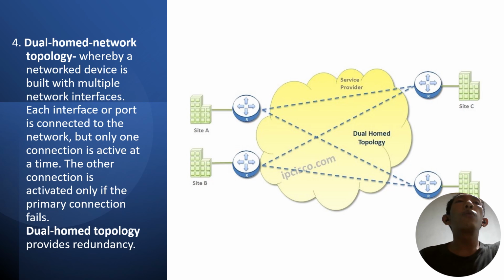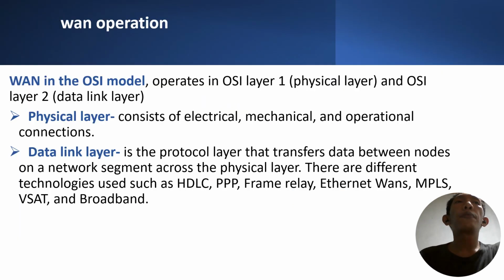Last is the dual home network topology, whereby a network device is built with multiple network interfaces. Each interface or port is connected to the network, but only one connection is active at a time. The other connection is activated only if the primary connection fails. Dual home topology also provides redundancy.